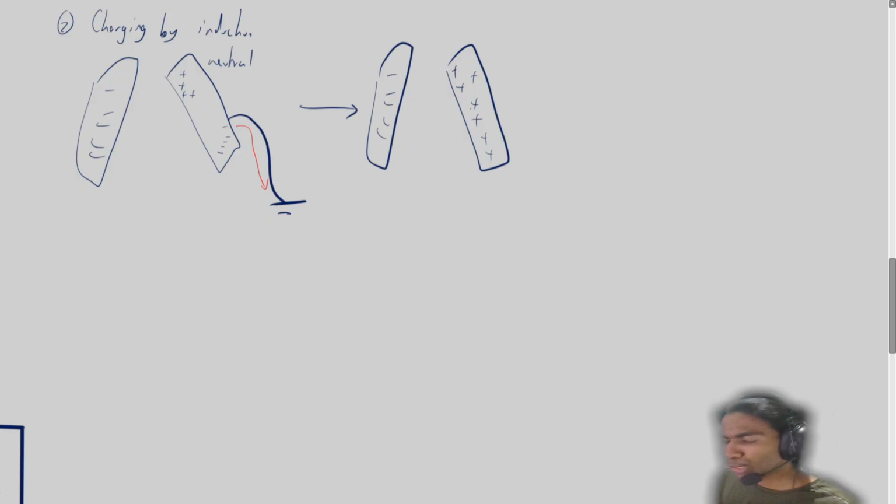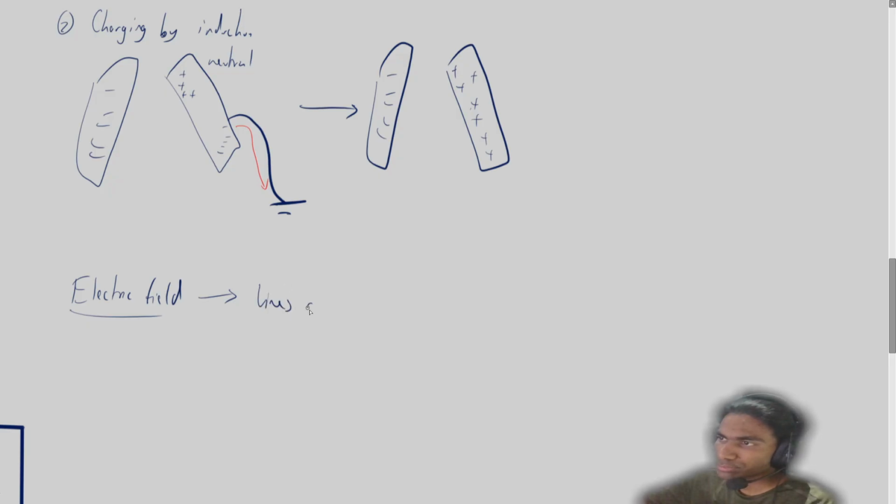So we will investigate this much more later on, but just so you know, if you are ever drawing an electric field, there are two rules to follow. The first rule is that the lines don't intersect.